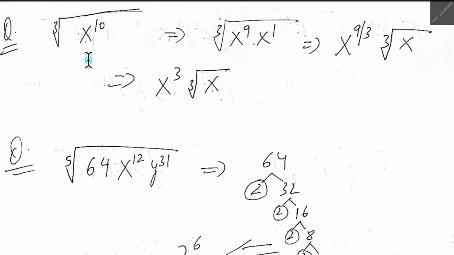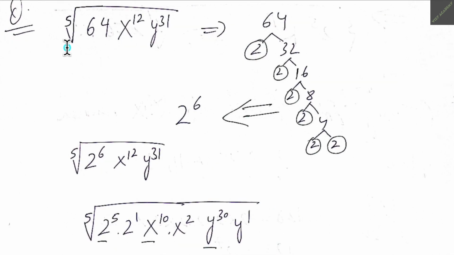Now let us say there was a variable, cube root of x to the power of 10. Now we will see the multiple of 3 which is closest to 10. It has to be lower than 10 because that's the one which is divisible by 3 based on this index. So it will be x to the power of 9 and x to the power of 1. We are splitting it up into two parts. Now x to the power of 9 will be taken out and index is 3. So x to the power of 9 divided by 3 is x cube, and cube root of x. So this has been changed from entire radical to mixed radical.